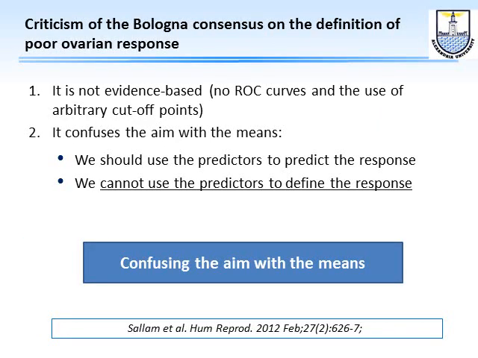Now, this Bologna consensus was criticized by us and by others because of two things. The first thing, that it is not evidence-based. Who said that the cutoff point of age is 40?